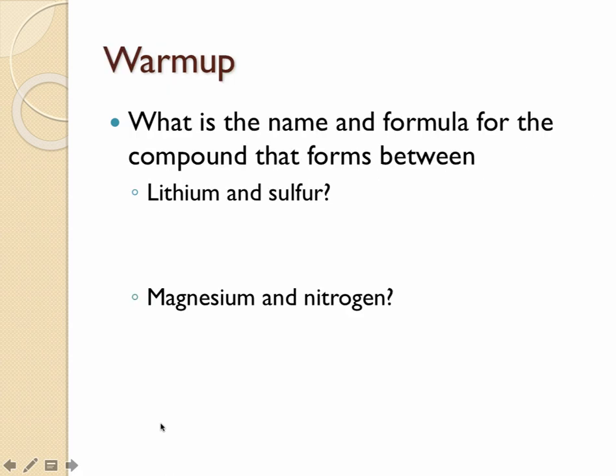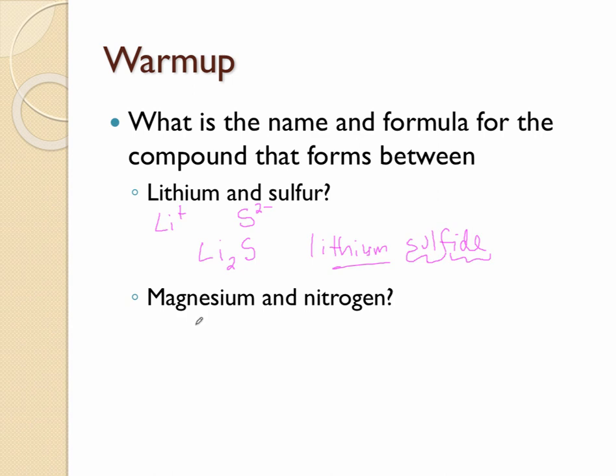All right, so let's just review. What is the name and formula for the compound that forms between lithium and sulfur? You should be able to, from the periodic table, remember or find that lithium forms a +1, sulfur will form a -2 ion, so my formula will be Li2S, and we would call this lithium sulfide. The metal cation is just the name of the element. For the anion, we're going to use the root plus IDE.